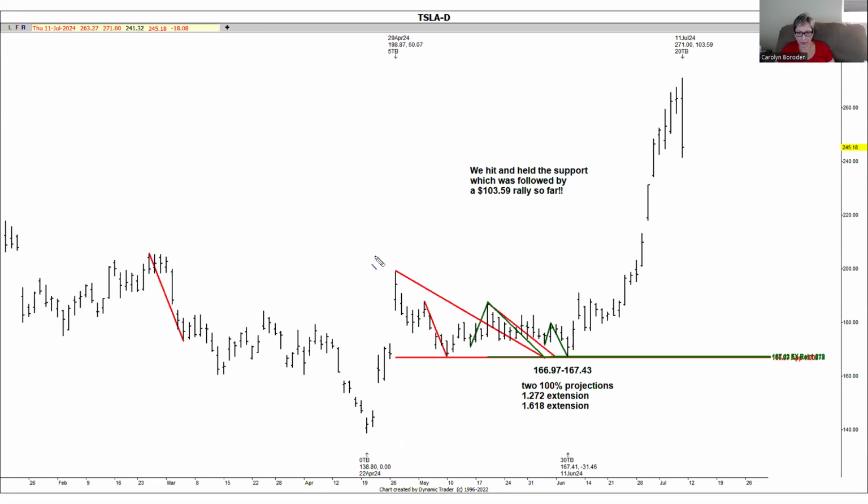And you can see how they all come together here from the different swings. It came in at 166.97 to 167.43. The actual low was made at 167.41. And we hit and held the support, and it was followed by, at the time that I took the snapshot, a rally of $103.59. Okay. That might have been the high.